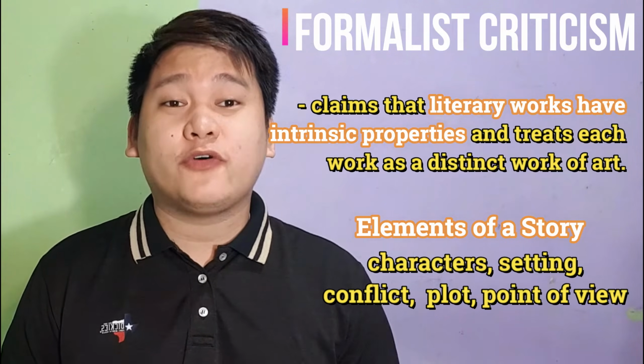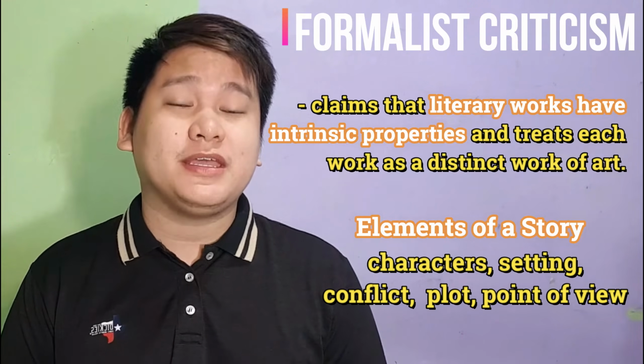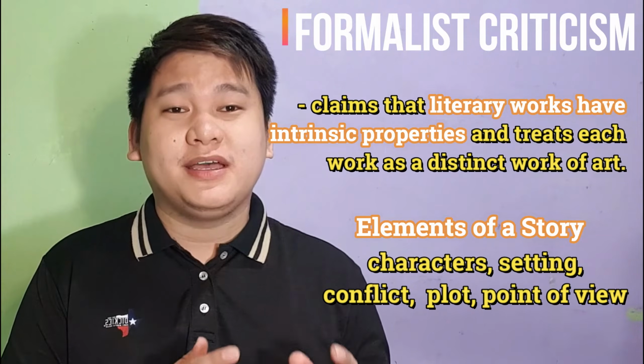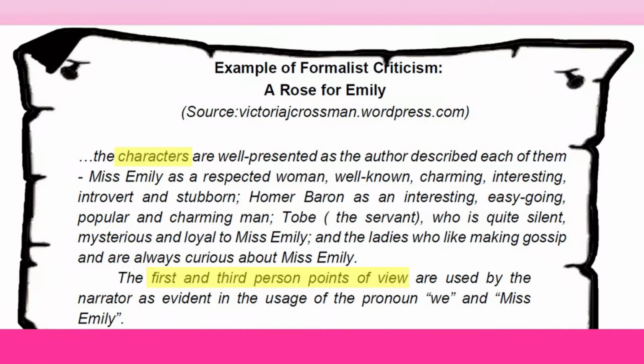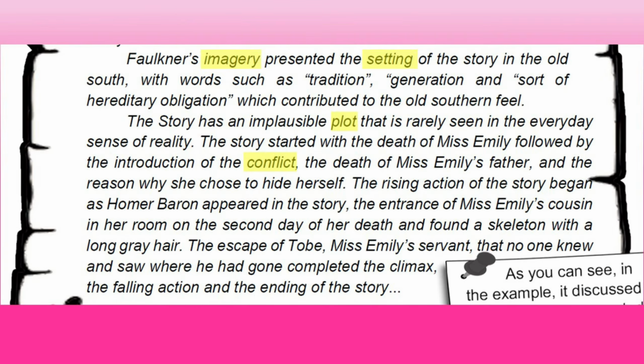Look at this excerpt from a formalist criticism of A Rose for Emily published on victoriajcrossman.wordpress.com. As you can see, the critic discussed how the author presented the characters, setting, plot, and point of view of the story A Rose for Emily.